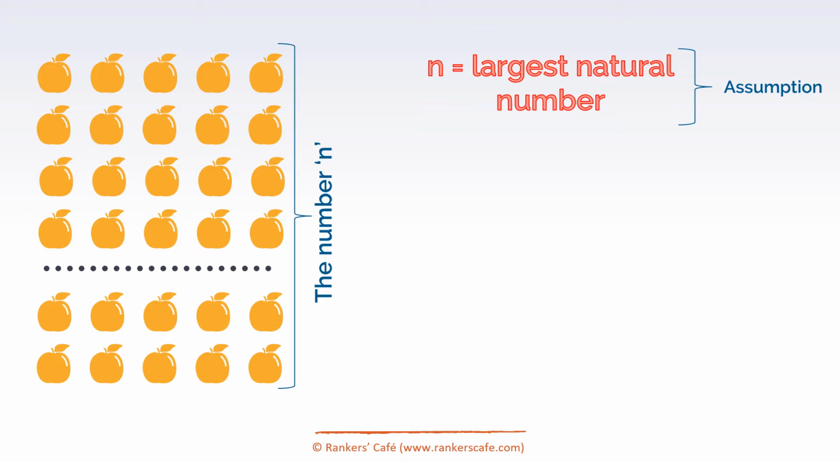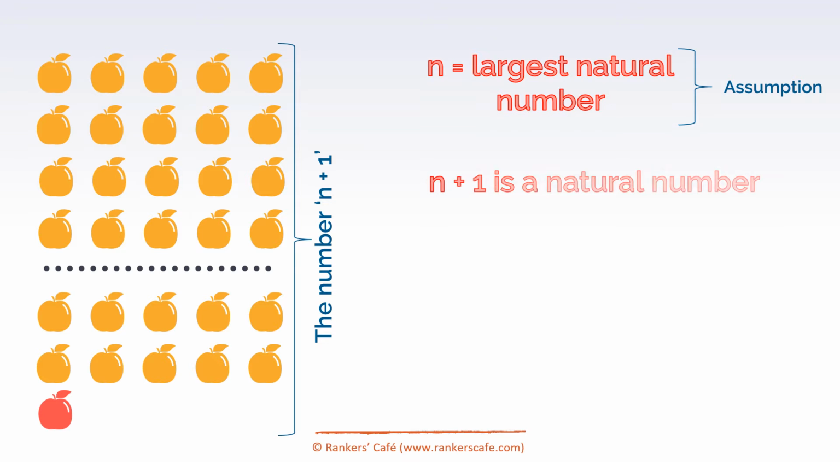But what happens if we add one more apple to our set? We now have n plus 1 apples. Since we are representing natural numbers using apples, n plus 1 apples represents the natural number n plus 1. Thus, n plus 1 is a natural number. There is another way in which we can arrive at this conclusion. To get the next natural number, we simply add 1 to a particular natural number. If n is a natural number and we add 1 to it, we get n plus 1, which has to be a natural number. So either way, we know that n plus 1 is a natural number.